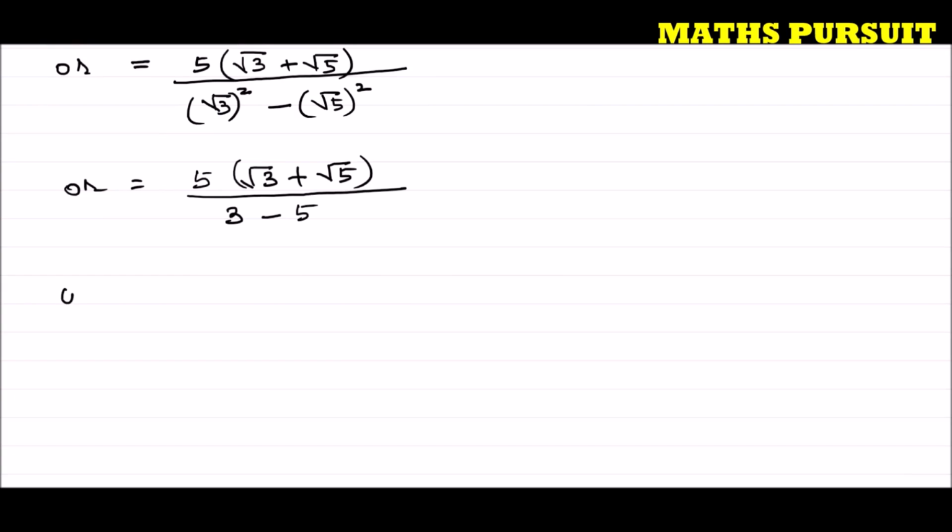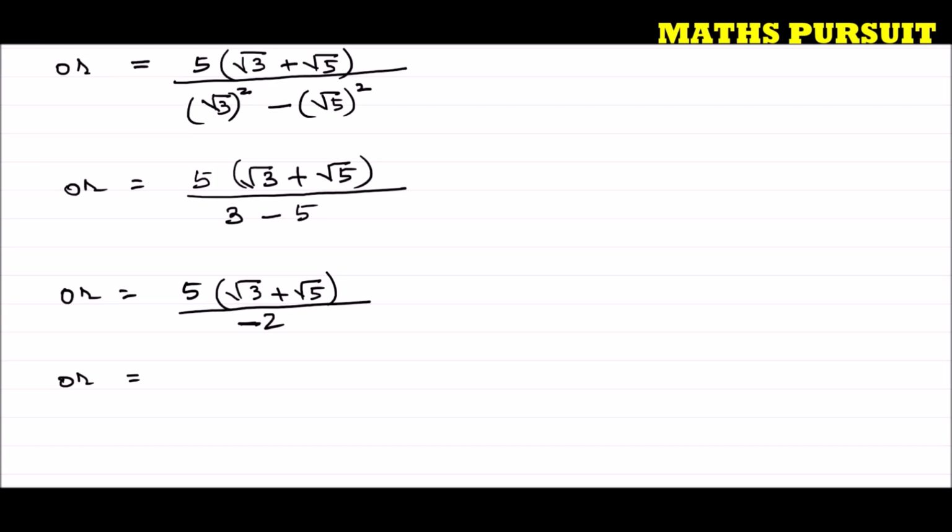Or I can write this as equal to 5 into root 3 plus root 5 upon 3 minus 5. 3 minus 5 is minus 2. So guys, this could be our answer, but we cannot keep a negative symbol in the denominator. So let us remove this negative symbol from the denominator.